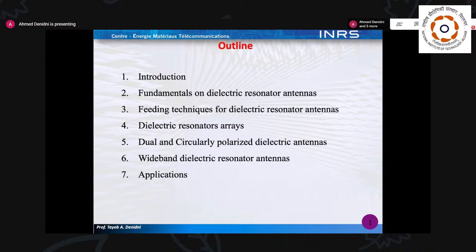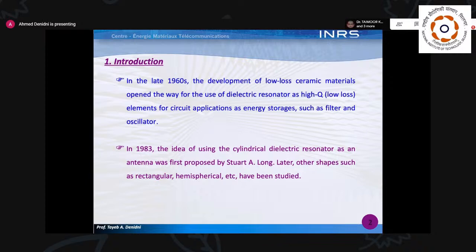And now let's jump into the first part of this lecture: the introduction, where we speak about the history of the dielectric resonator and when it started. In the late 60s, the development of low-loss ceramic material opened the way to use the dielectric resonator as a high-Q element for circuit applications for energy storage, such as filters and oscillators.